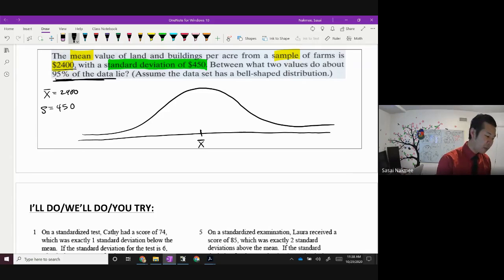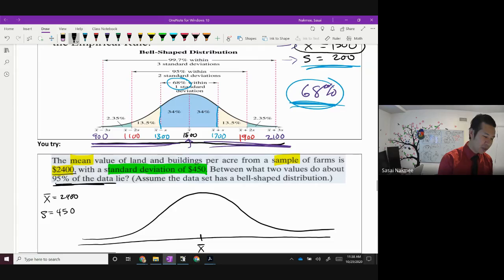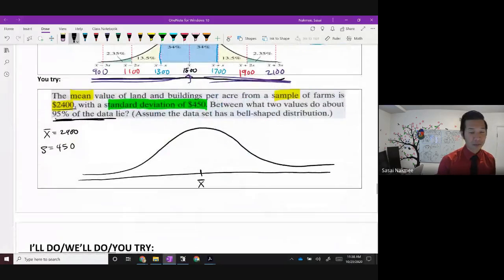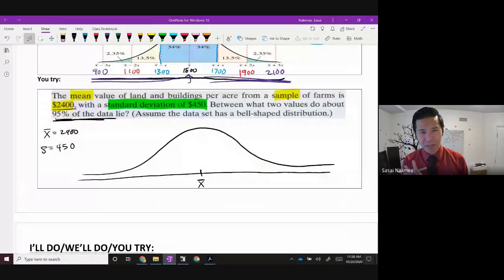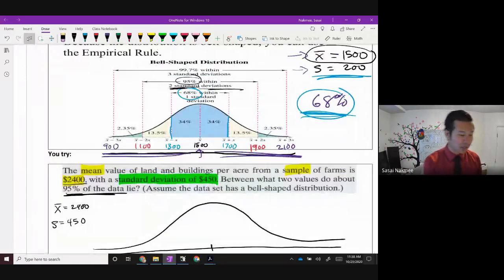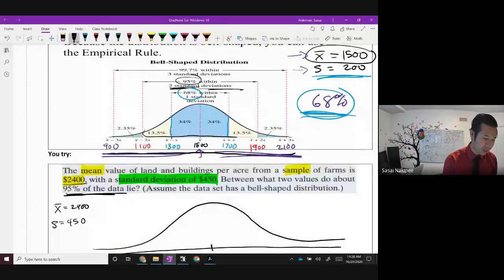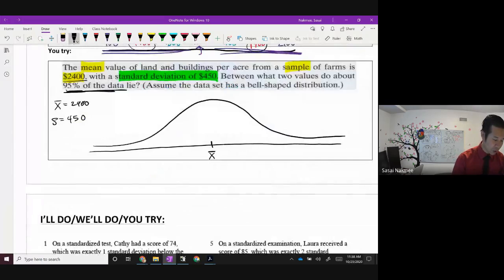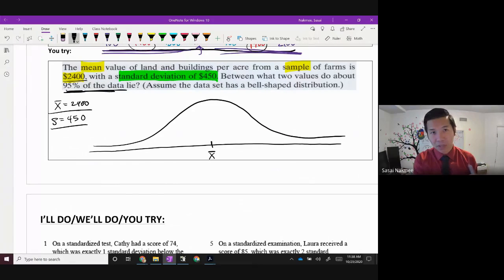So 95%, remember, is 2 standard deviations above and 2 standard deviations below. That's what 95% is. And again, you don't have to memorize these percentages. Just get the chart somewhere on the side so you can see that 95% is just all of these percentages added together. This would be this value and this value to get 95%. But of course, we're not using those values for this problem. We're using 2,400 and 450. So we got to recalculate those numbers that go in the bottom.